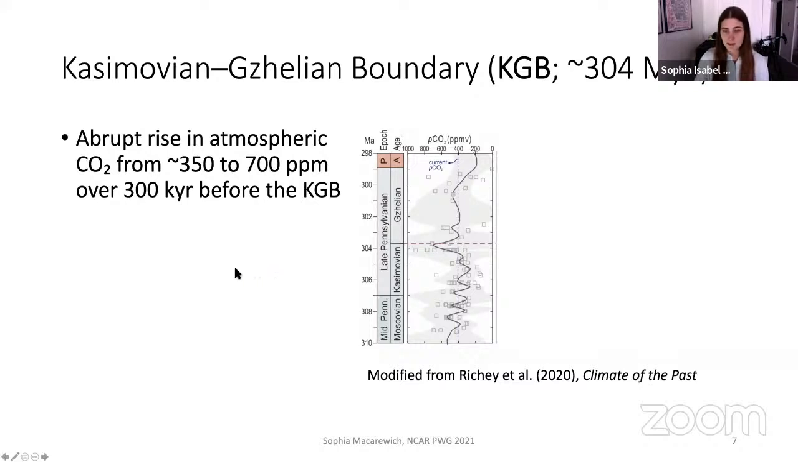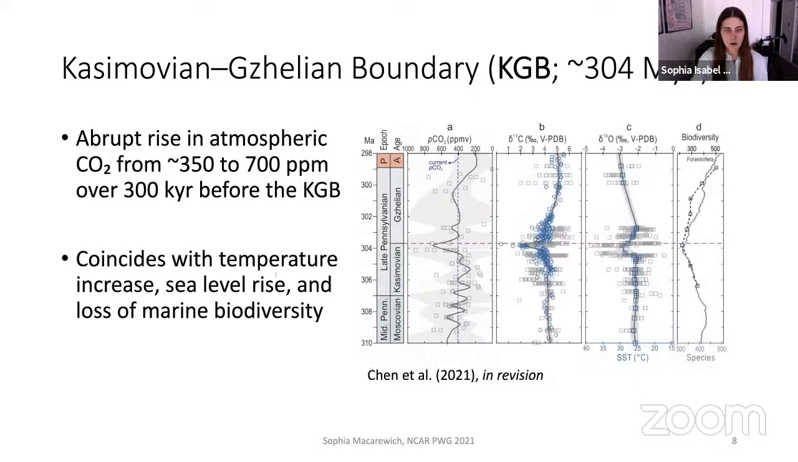This abrupt rise in CO2, which is in excess of the typical interglacial range, also coincides with negative excursions in δ13C and δ18O, which support a coincident rise in sea temperature, and also a perturbation to the global carbon cycle, as well as a sea level rise and a loss of marine biodiversity, which is seen globally.